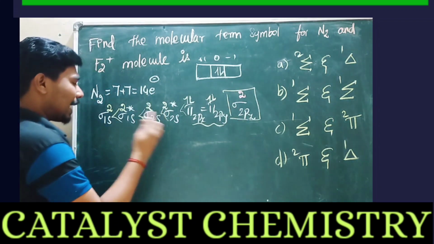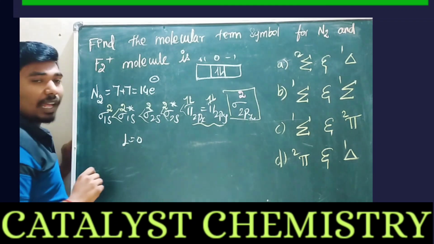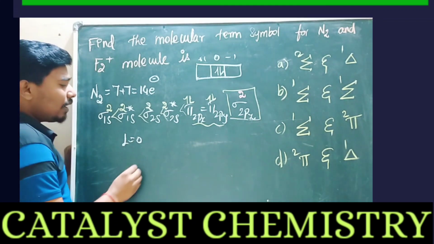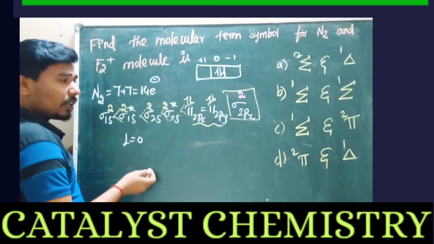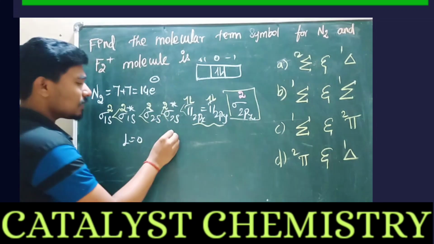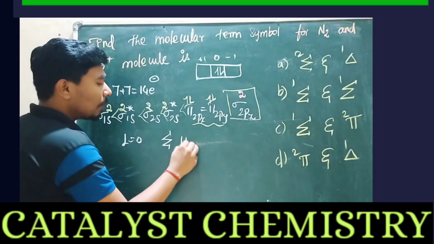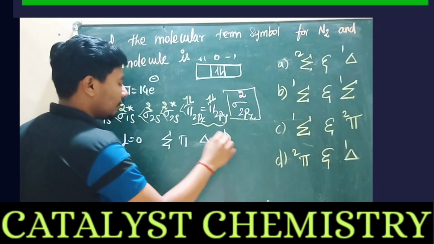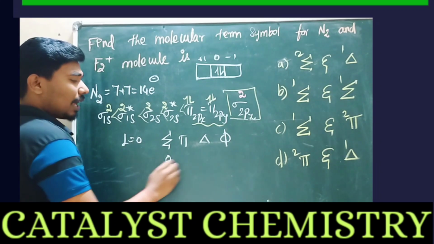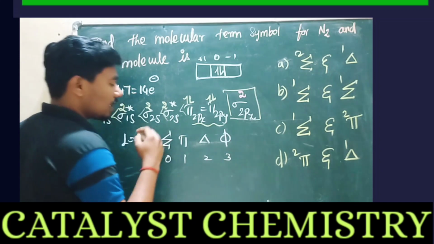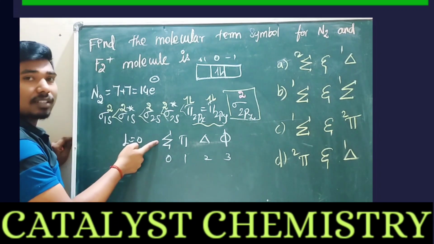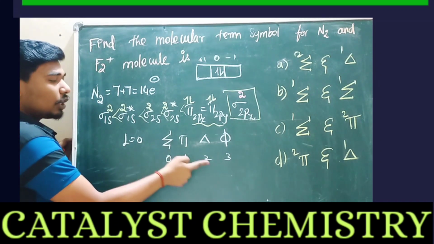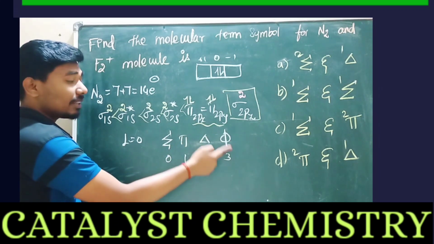Sigma இருக்கு அப்படினா அதோட L value பாத்தீங்க அப்படினா it is 0. Okay, so L value is 0 அப்படி இருந்தது அப்படினா we know very well how to identify the molecular term symbols here: sigma, pi, delta and phi. If L value equal to 0, 1, 2, 3: L value 0 varna sigma is the term symbol, 1 irundha pi, 2 irundha delta, 3 irundha phi.